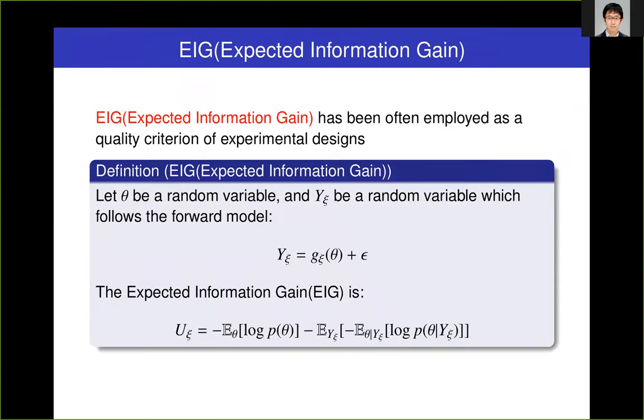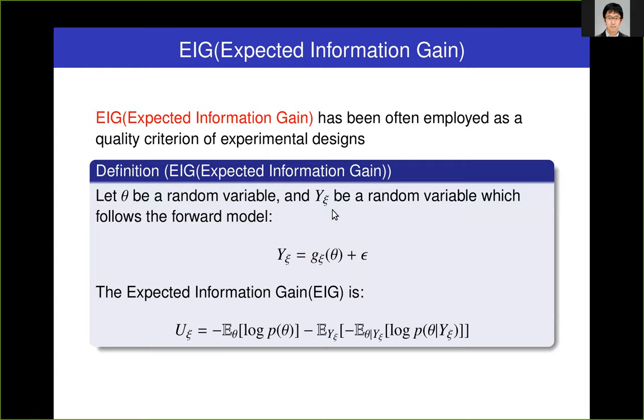First, we introduce EIG, which is short for the expected information gain. EIG has often been employed as a quality criterion of experimental designs. Here is the definition of EIG. Theta is the random variable, which means unknown parameters, and Y is the random variable, which means the result of the experiment. C is the parameter for the experiment. Here, theta, y, and c are usually multivariate.